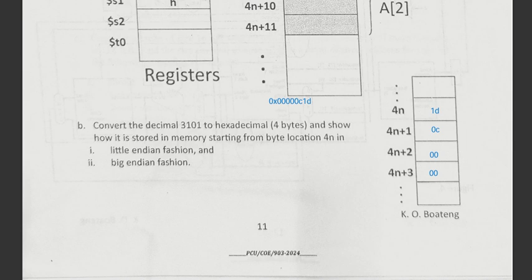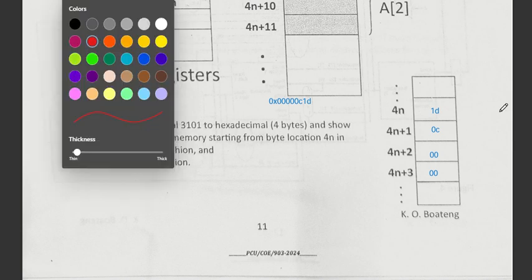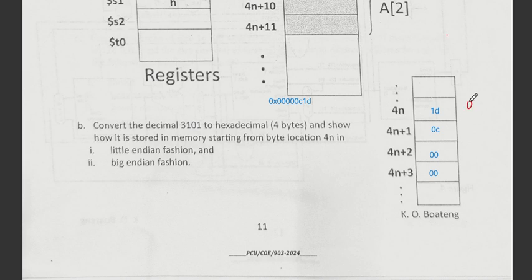However, in big endian, it will change. In big endian, you store the bigger bits first before the smaller bits, right? So in big endian, the first one will be 00. The next one will be 00. Then at this location, you store 0C. And then the last location you store the 1D, right? So that's the difference between big endian and little endian. The storage process is just changed around.